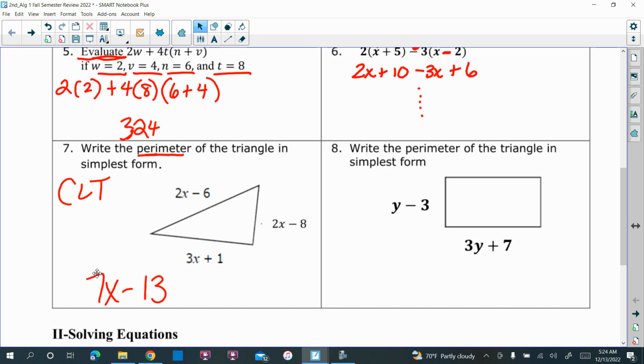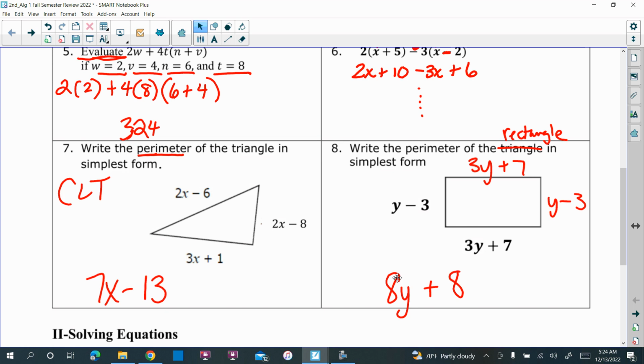Now on 8, there is a typo because we're taking the perimeter actually of the rectangle. And hopefully you remember that in a rectangle, your opposite sides are congruent. So you needed to add y minus 3 and 3y plus 7. Then add up your like terms. Add up all your y's, 3y plus y plus 3y plus y. And then add up all your constants, and you should get 8y plus 8.